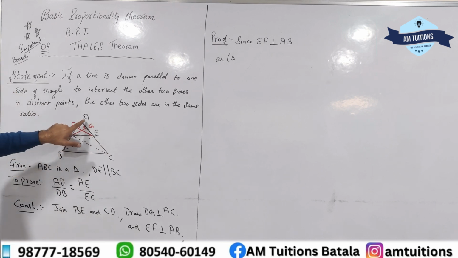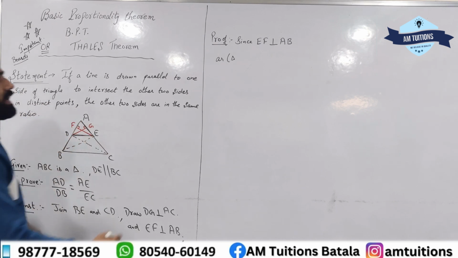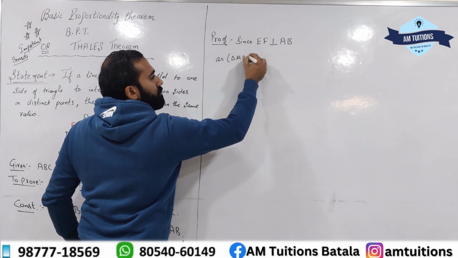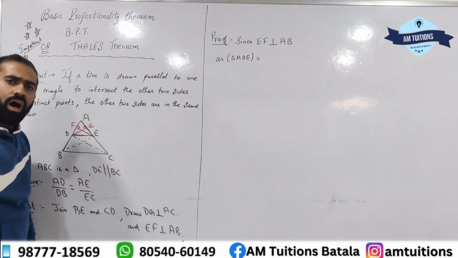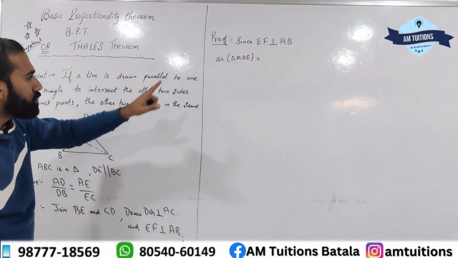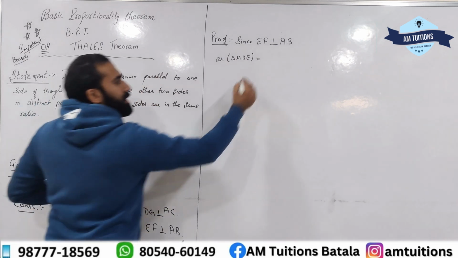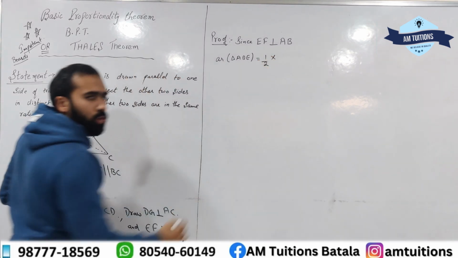First we take triangle ADE. So triangle ADE, and what is the formula of area of triangle? That is half into base into height. So what is the half? First we write it as constant, half into base.